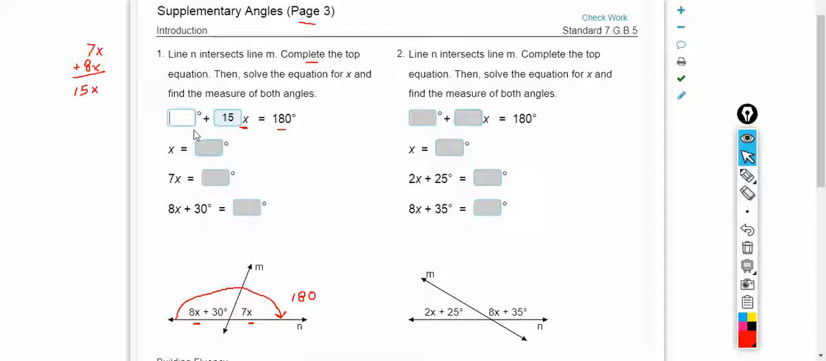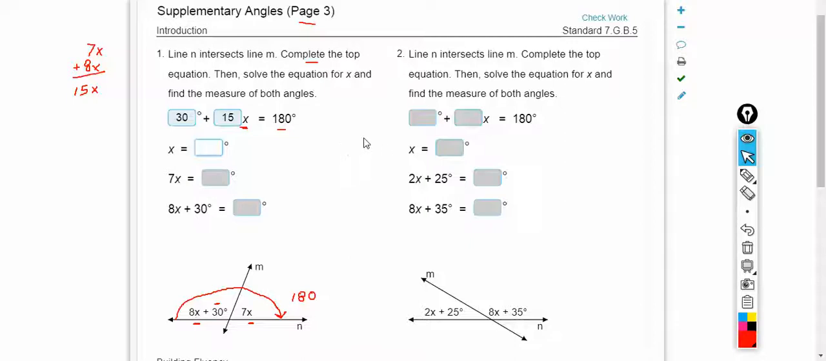Okay, and then they want us to put that 30 goes here. You see the little degree symbol? So that's kind of a hint. I'll give you a little hint. Okay, so that 30 is going to go here. So they basically are skipping a step, they're going straight to combining the like terms.